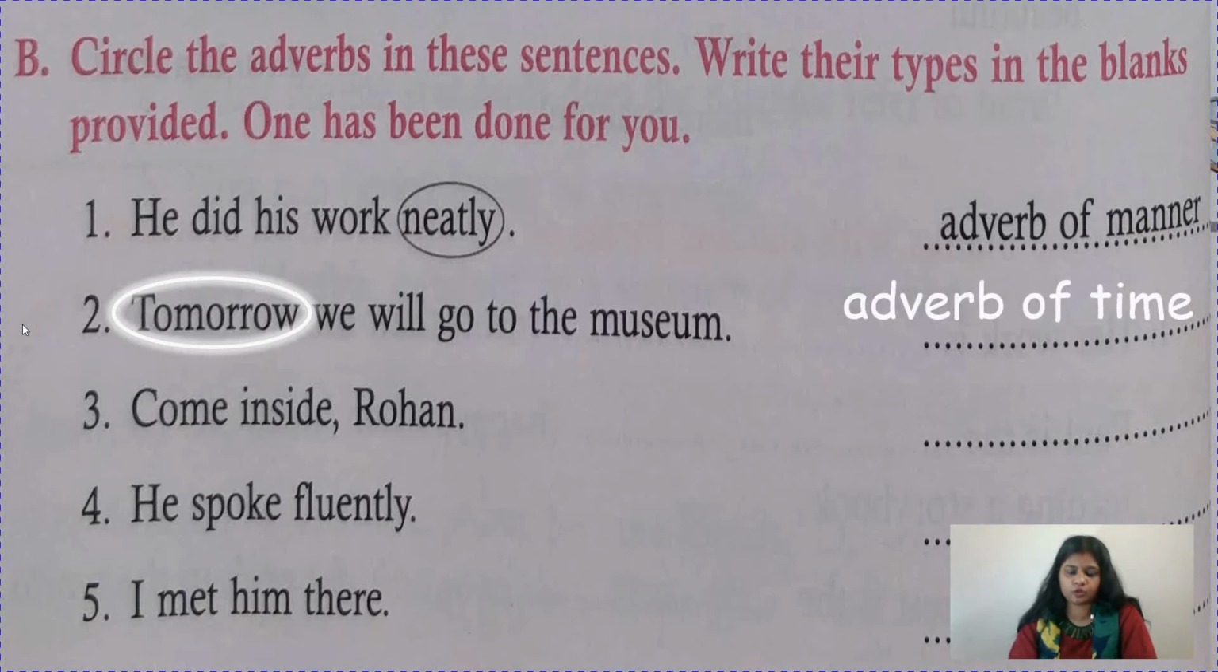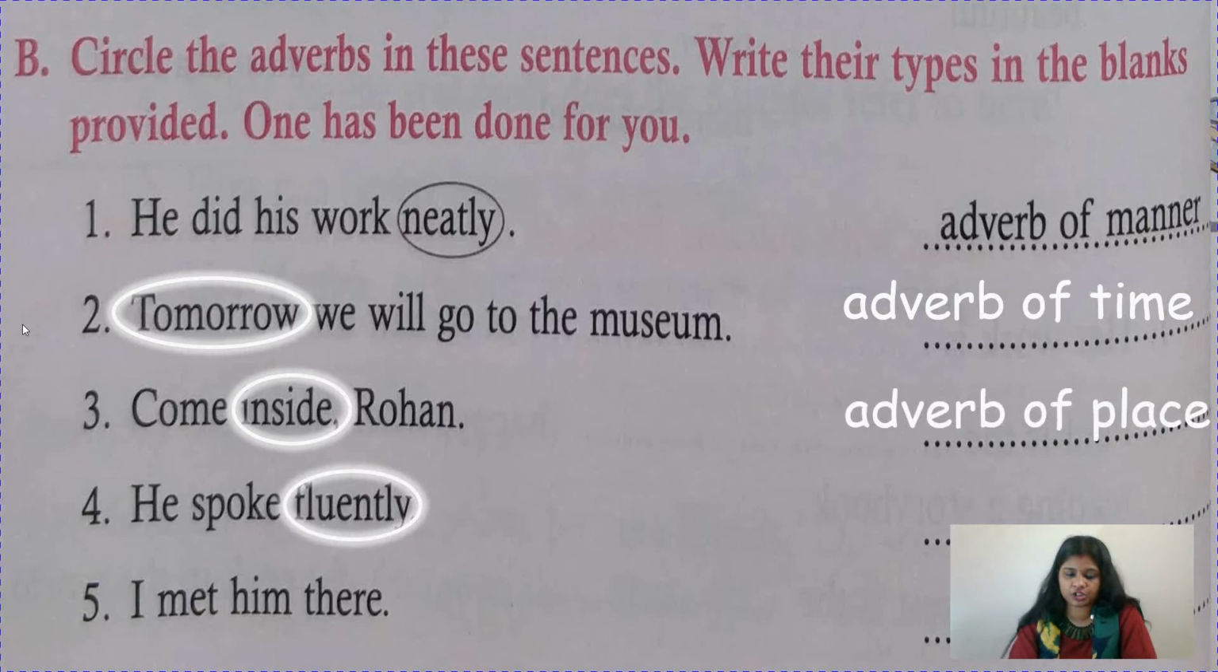Come inside, Rohan. Come is a verb, and which word is telling more about the verb? Inside, and it is telling about place, children. So adverb of place. He spoke fluently. How did he speak? Fluently. So it is answering the question of how. So it is an adverb of manner. Oh, I have written quality, children, but it is an adverb of manner. Okay, please change it. Adverb of manner.